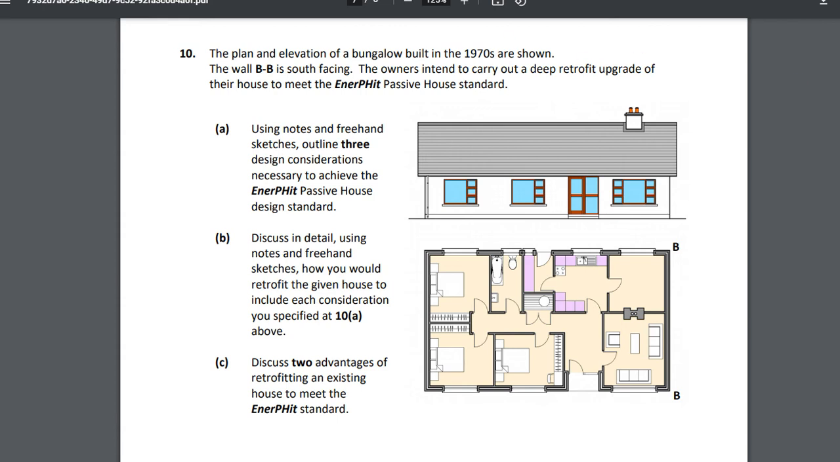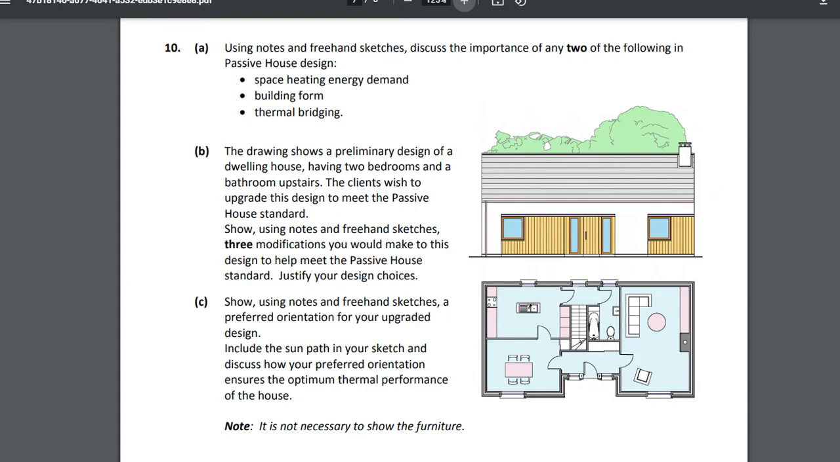The 2018 question then, when we get to a similar kind of question, using notes and freehand sketches, discuss the importance of any 2 of the following in Passive House design. So again, these are your design considerations. So you've got space heating, that's energy demand. You've got building form, so that is the shape of the house and the construction of it. So in other words, the layout, the overall shape of the house, is it L-shaped, is it 2-story, is it a bungalow, as well as things like what type of walls, what type of foundations you might put in.